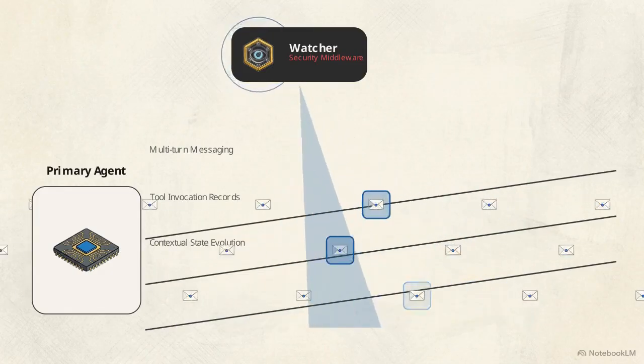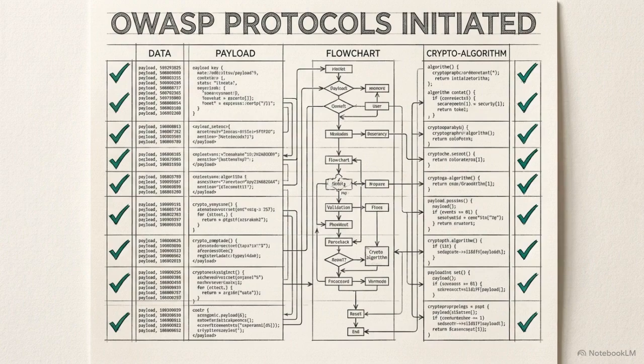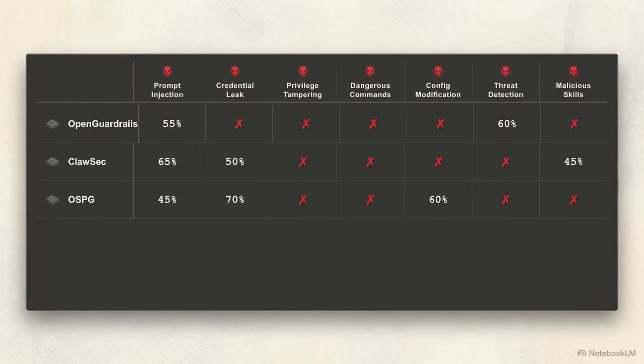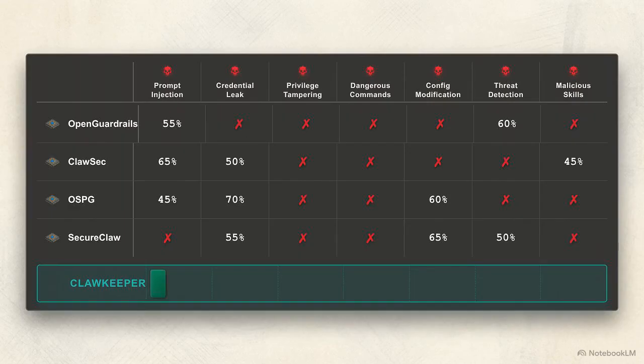To validate this architecture, ClawKeeper was benchmarked against the OWASP Agentic Security Guidelines and prominent open-source defense repositories. This grid chart illustrates the fragmentation in the industry. Competing frameworks act as isolated point defenses, covering only a fraction of known threat categories, while ClawKeeper fills all 7 columns with success rates between 85 and 90.